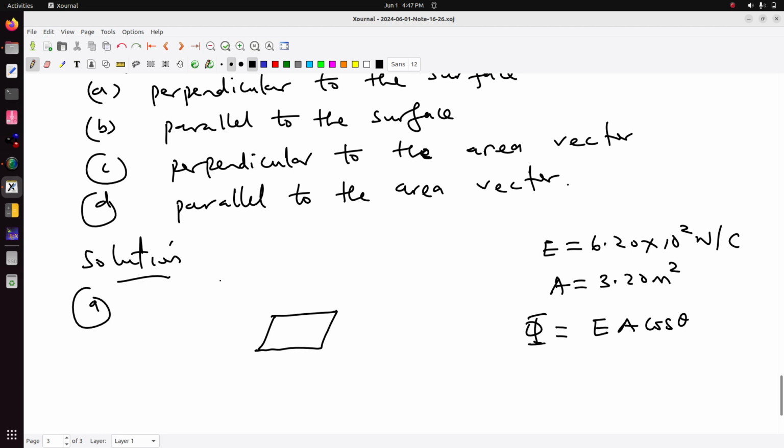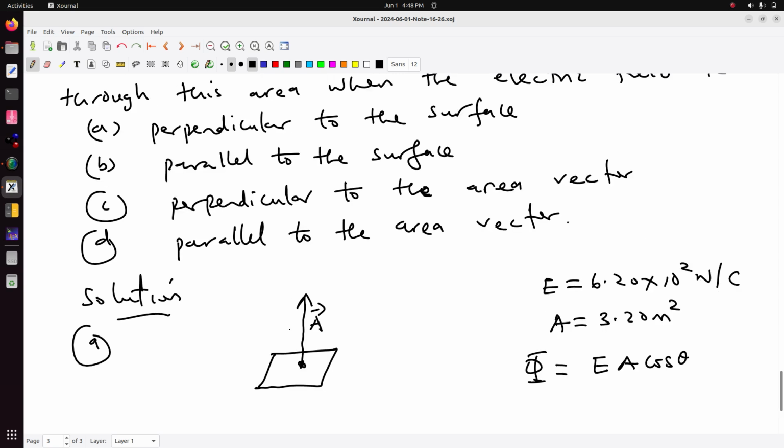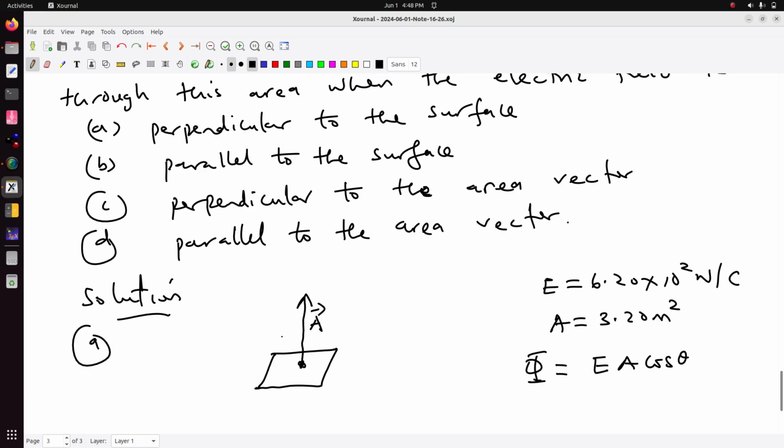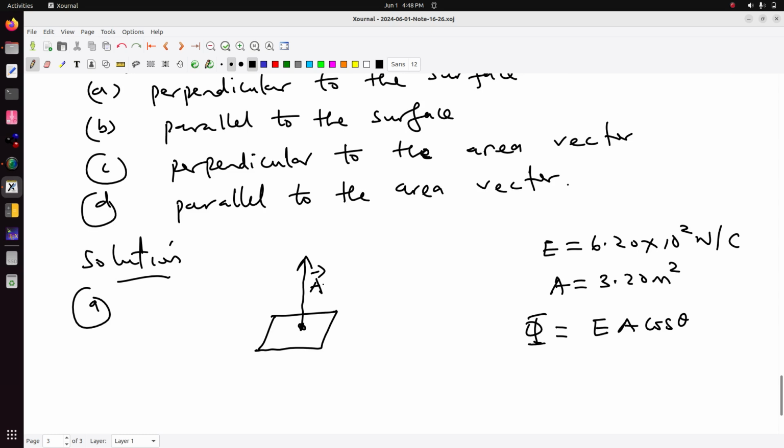Now, if you have a surface, let's say the surface is sitting horizontally, resting on a horizontal surface. It is not standing vertically. It is not standing perpendicular to the horizontal surface. It is resting on a horizontal surface. Now, the normal to this will be perpendicular to the horizontal surface, which is the area. So this is the area vector. Now, the question says the electric field is perpendicular to the surface.